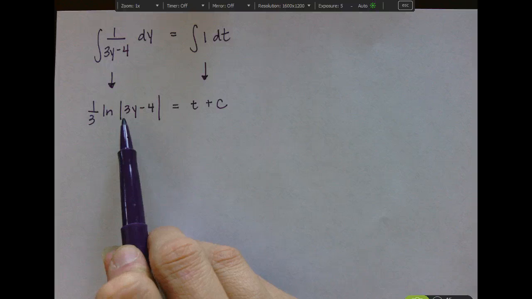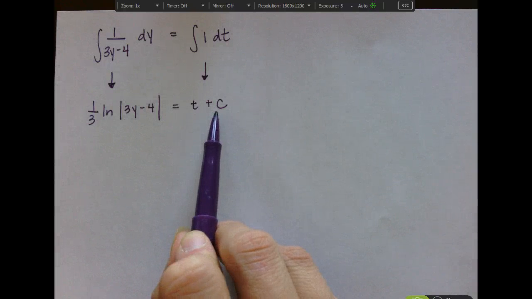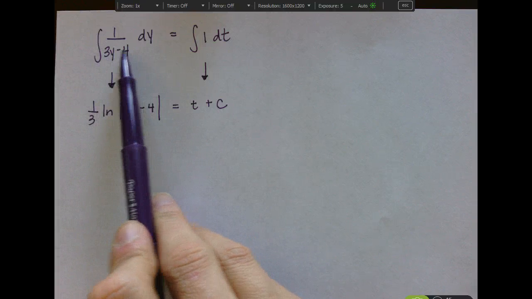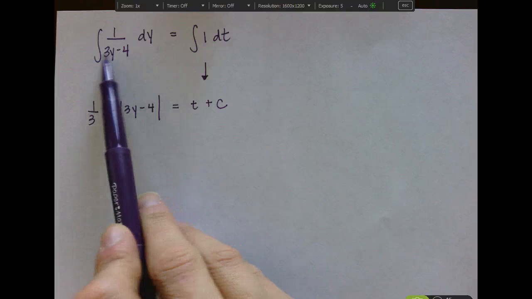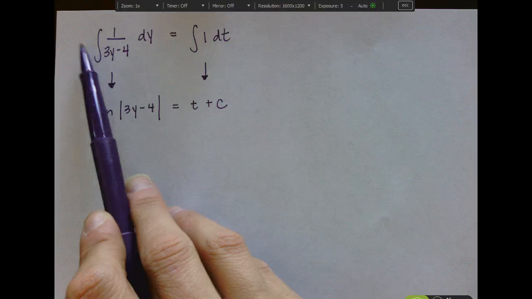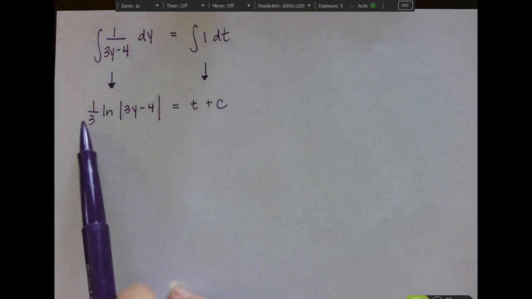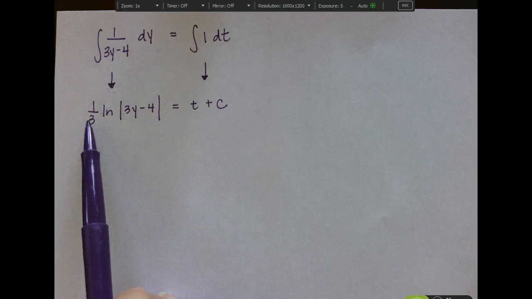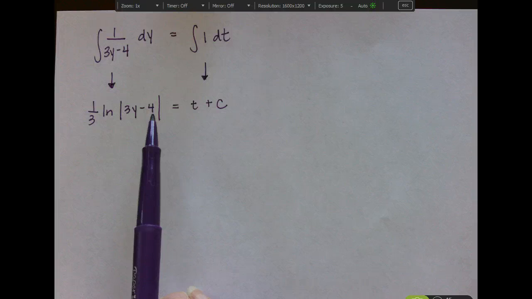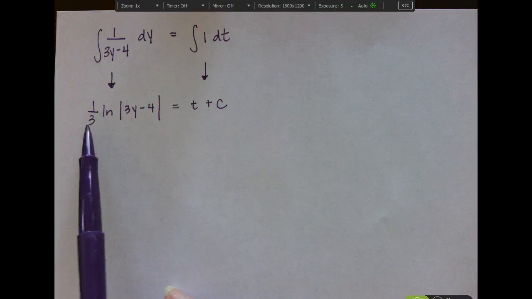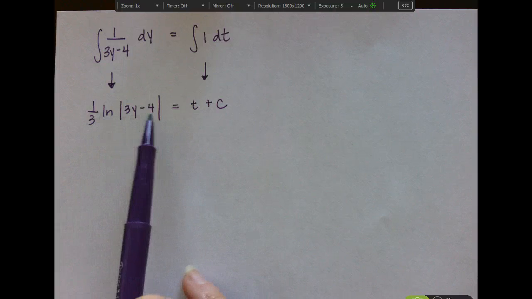Here are the antiderivatives of each side of that differential equation. On the left side, you could possibly use a u substitution to let u equal 3y minus 4, and then you'd be integrating 1 over u adjusted by a constant of 1/3 because of that 3 there. Or if you look at the table of integrals from section 7.6, I want to say, or 8.6 in this book, there is a formula that you can look at as well.